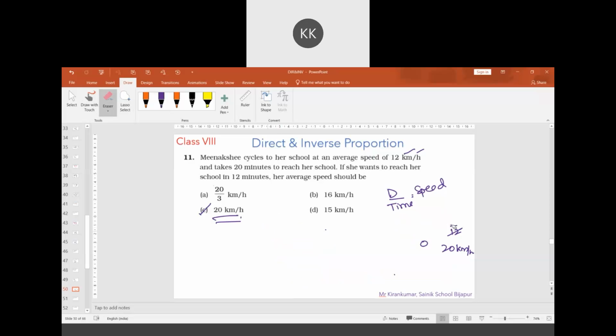You have to make a column. In the first column, what will you mention? Speed you will mention, and here you will mention the time. If the speed is 12 kilometer per hour, the time taken has to be 20 minutes. And for x, the time is 12 minutes.